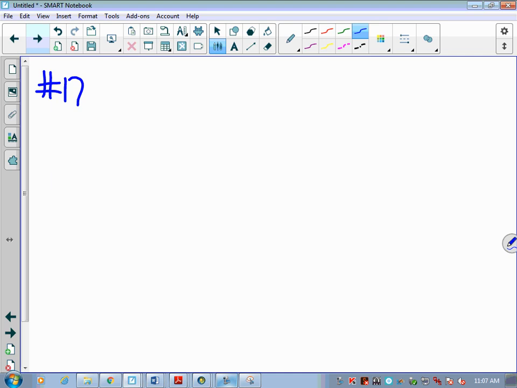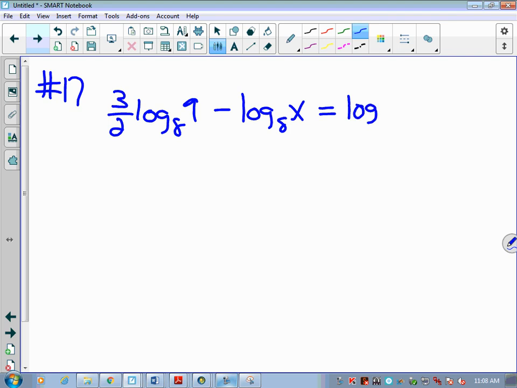All right, 17. Solve for x, and it starts off here with, can somebody read it? It's like 3/2 log base 8 of 9 minus log base 8 of x, like that. Okay. All right.